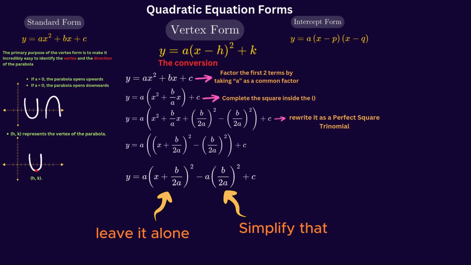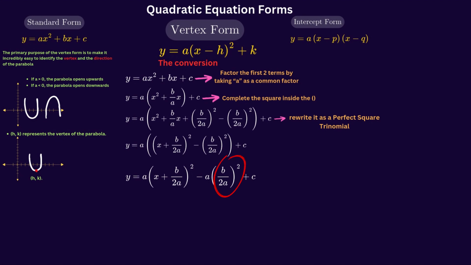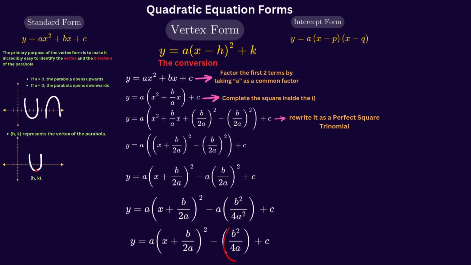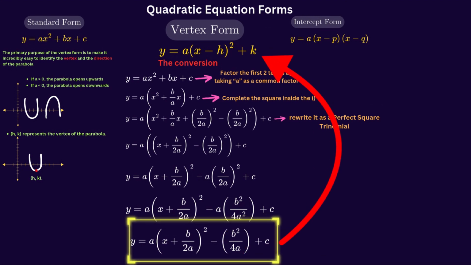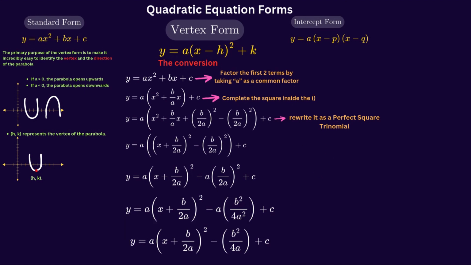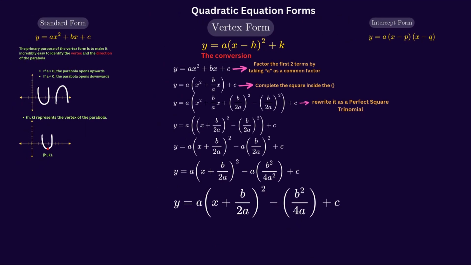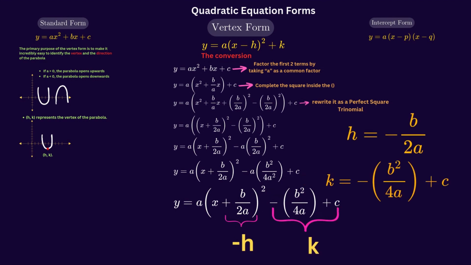These are the terms that we need to simplify a little bit. First, we apply the square, so we get b squared over 4a squared. Then we multiply this by a, and we get b squared over 4a, plus c. And by that, if you compare the equation we have now to the vertex form you saw at the beginning, it is very similar. With that, we can say that h is equal to negative b over 2a, and k is equal to negative b squared over 4a plus c.